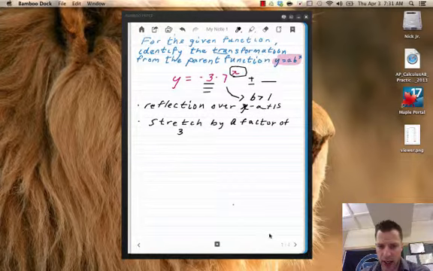Sorry, my computer's a little bit slower than what I'm writing, so I can lose a little bit.